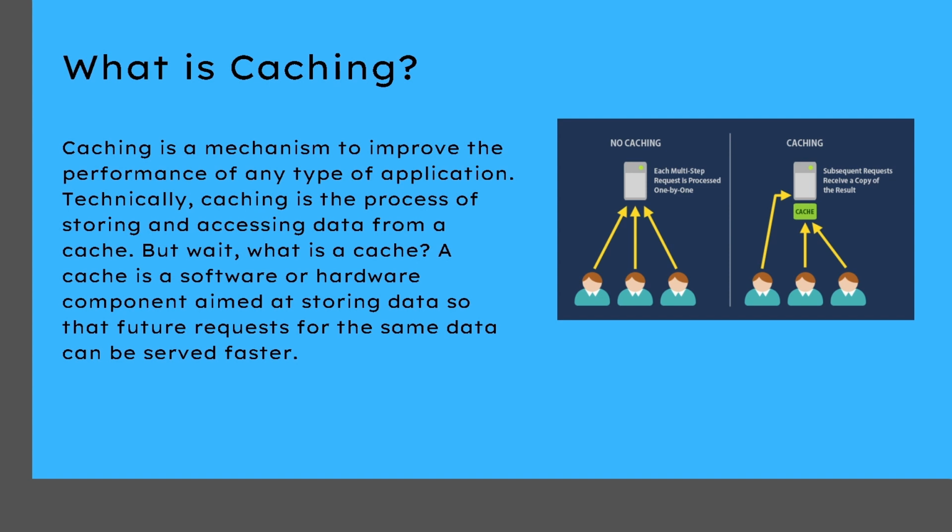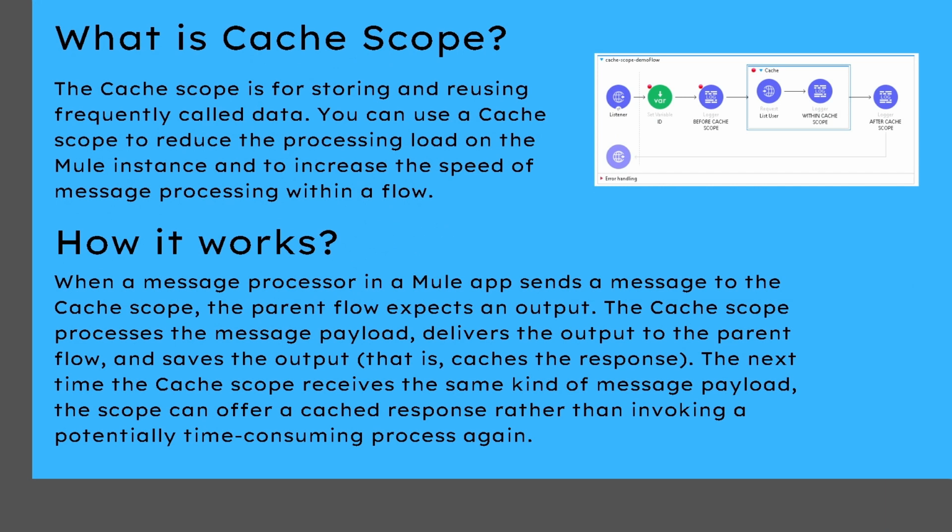Okay guys, let's move on to the next topic, which is the main topic we are focusing on: what is cache scope. We configure cache scope in Mulesoft. So guys, we will understand what is cache scope. From the definition it is written, the cache scope is used for storing and reusing frequently called data. You can use a cache scope to reduce the processing load on the Mule instance and to increase the speed of message processing within the flow.